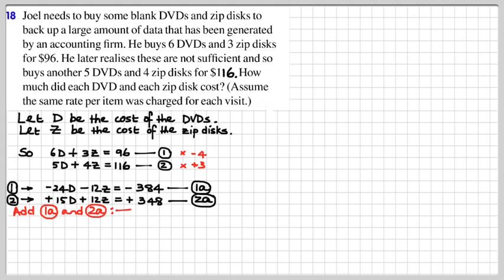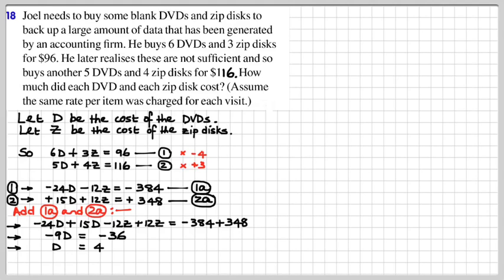And you notice how I'm documenting what I'm doing. Hint, hint, again. So, minus 24D plus 15D minus 12Z plus 12Z equals minus 384 plus 348. Yes, you get that? Knocking out those 12Zs and cleaning up, we get minus 9D equals minus 36, and you can tell me what D is, can't you? A DVD costs $4. Yes, it does. And now, that's half the question done.